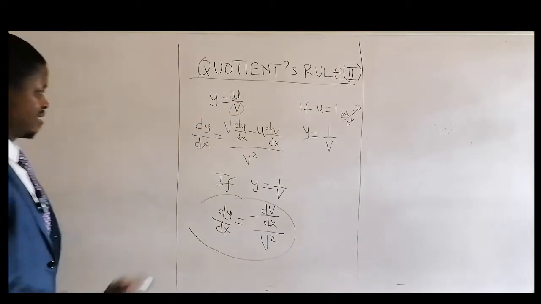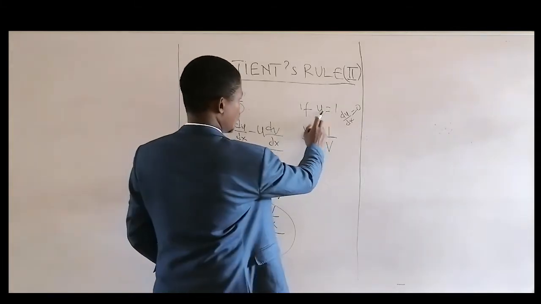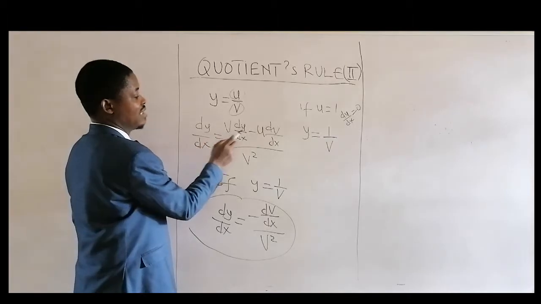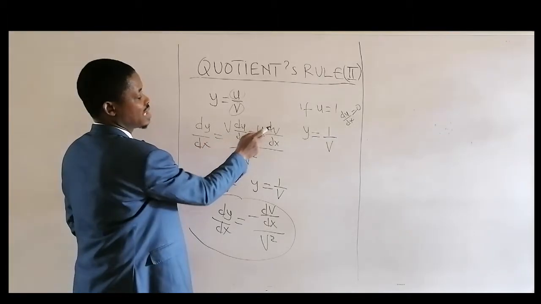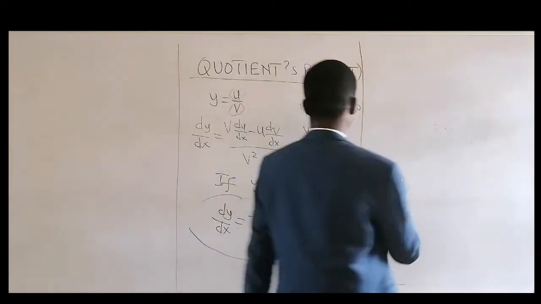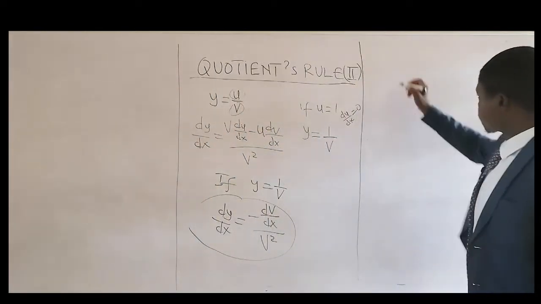I've established that if your u is 1, du/dx is 0. So plug it into this formula, and you have 1 times dv/dx with the minus sign, which will give you this. Let's have this example to buttress that.